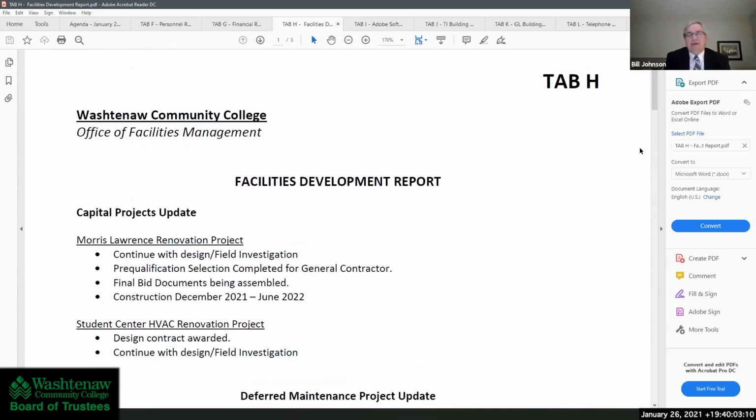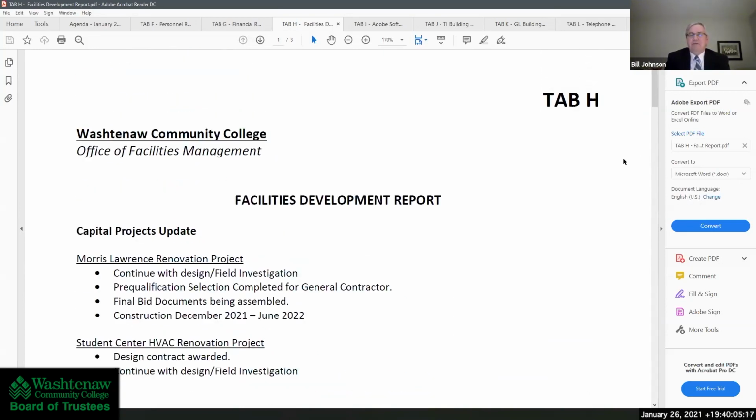Our two major projects are both the renovation of the ML building and the SC building. And to provide the board a status on that, we will be going out for bid in about a week's time for the ML project. We anticipate being able to bring a recommendation to the board at the March meeting for the construction contract for the ML renovation. So that is right on track. We just did our final review of specs for that.